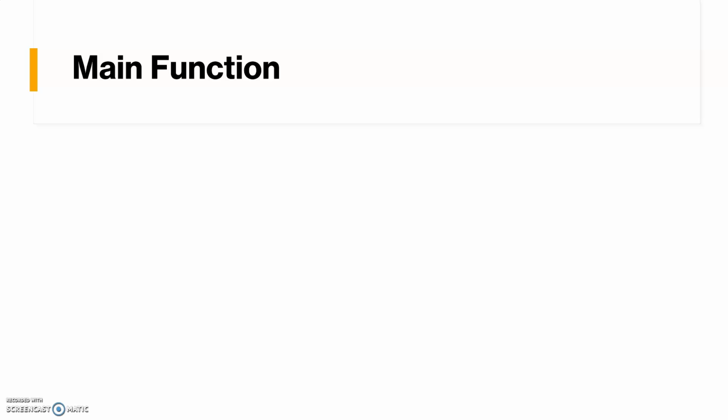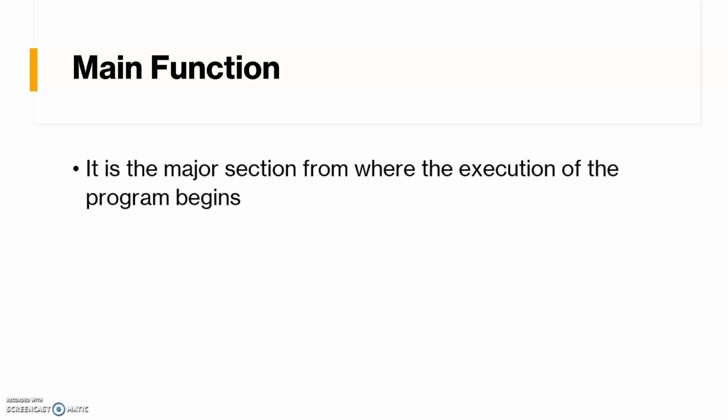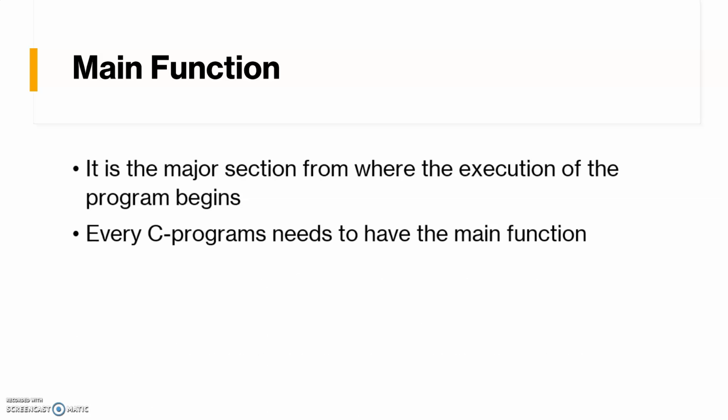Now the next section of your C structure is your main function, which is a must. Without this, you can't start executing your program. This is the major section where the execution of your program begins. Every C program needs to have a main function, and there should be only one main function in a C program.